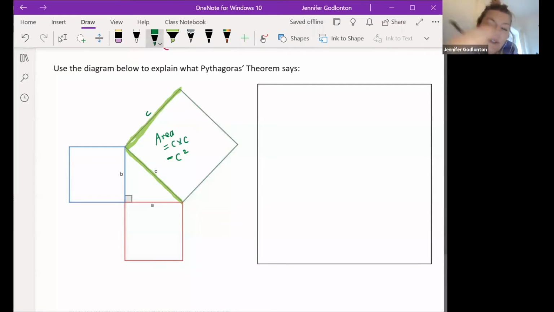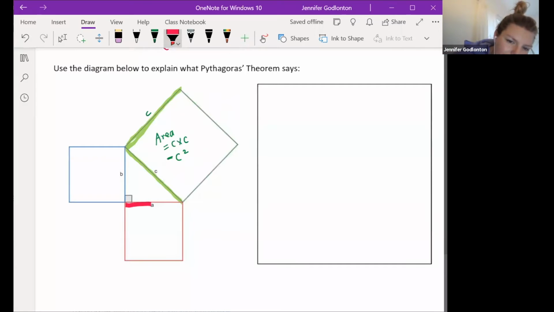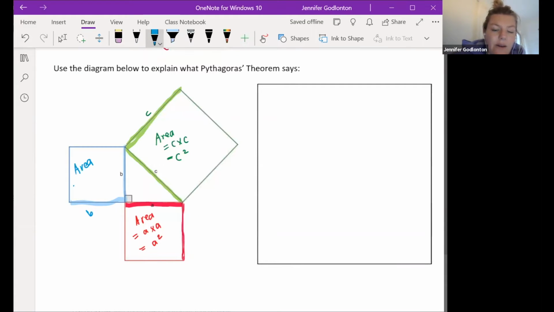Then the same logic happens down here. If I know this side of my triangle is A, and I make it a square, the area of this square down here would be A times A, which is A squared. And if this side was B, and I make it a square, then the area in here would be B times B, which is B squared.